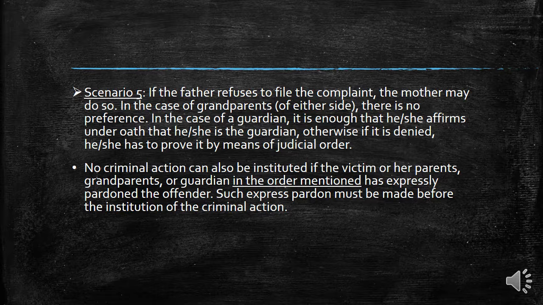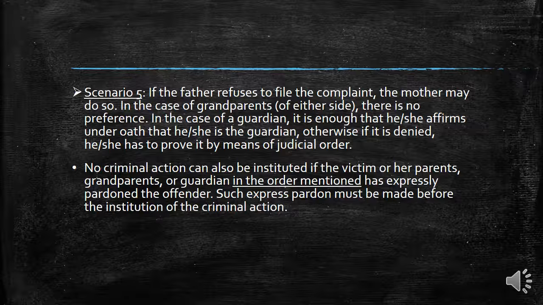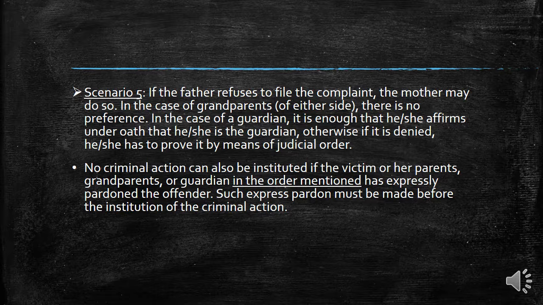No criminal action can also be instituted if the victim or her parents, grandparents, or guardian, in the order mentioned, has expressly pardoned the offender. Okay? I'm still talking about the offenses of abduction, seduction, and acts of lasciviousness. They are crimes against chastity. So, if the victim doesn't want to file a complaint against the offender, if the parents don't want to, and the grandparents or guardian also don't want to file a complaint against the offender, then nobody can file the complaint. Not even the police, not even the person who has personal knowledge of the crime. Why? Because they are crimes against chastity.